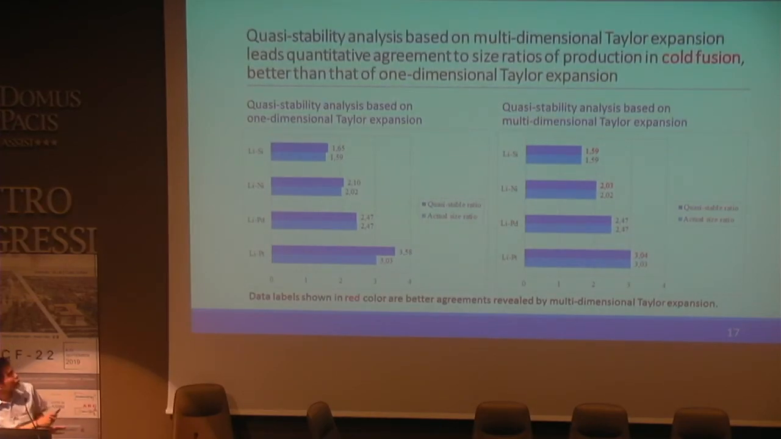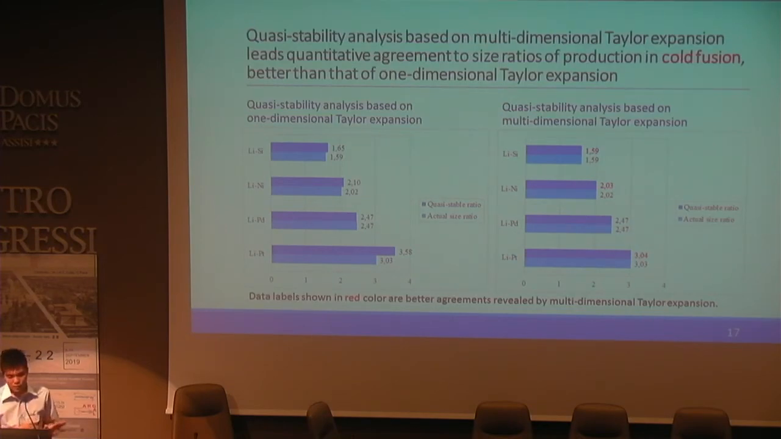And this is important. Quasi-stability analysis based on multi-dimensional Taylor expansion leads to quantitative agreement with size ratios of production in cold fusion better than that of one-dimensional Taylor expansion. This graph shows a comparison of the ratios derived by quasi-stability theory and actual size ratios of the production in the cold fusion phenomenon. The left-hand side one shows the quasi-stability analysis based on one-dimensional Taylor expansion, and the right-hand side one shows that of multi-dimensional Taylor expansion.